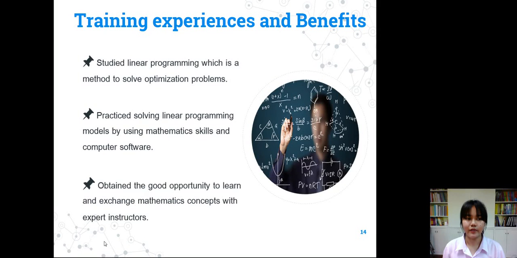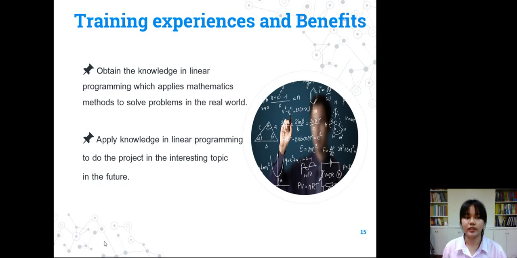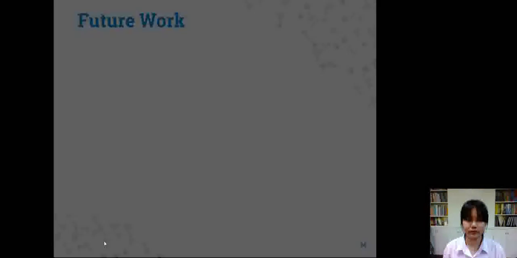Training experience and benefit. We have studied linear programming, which is a method to solve optimization problems. We can practice solving linear programming models. We obtained a good opportunity to learn and exchange mathematical concepts with the expert instructor. We obtained knowledge in linear programming, which applies mathematical methods to solve problems in the real world. And we can apply knowledge in linear programming to do projects in the future.